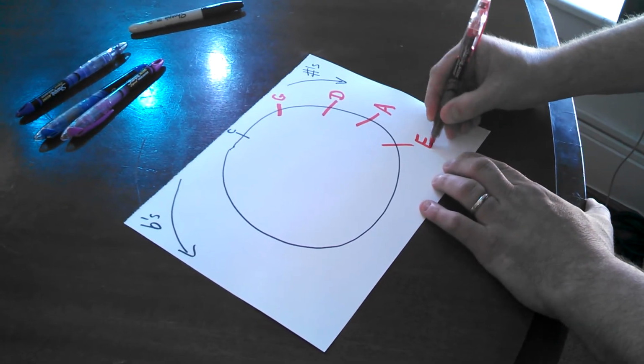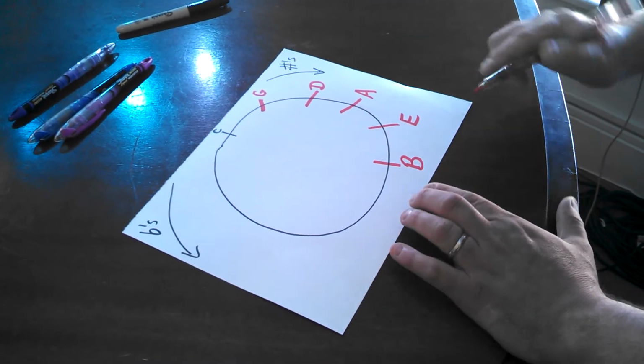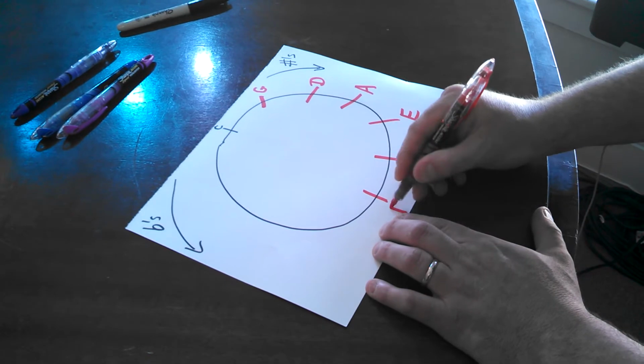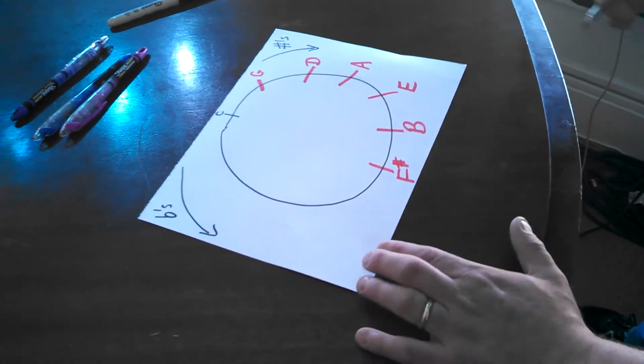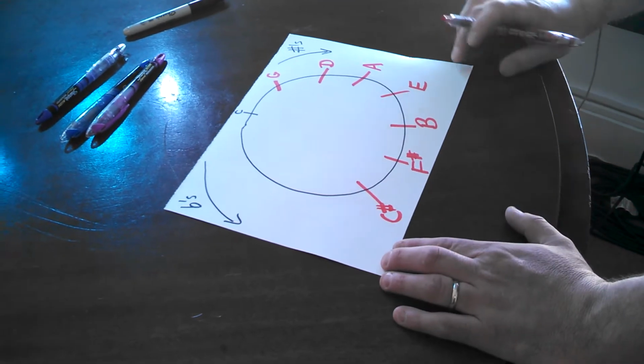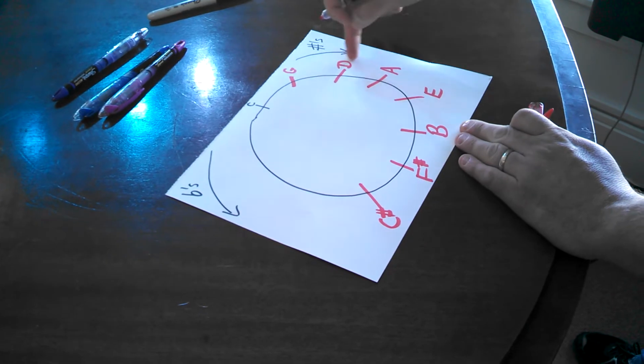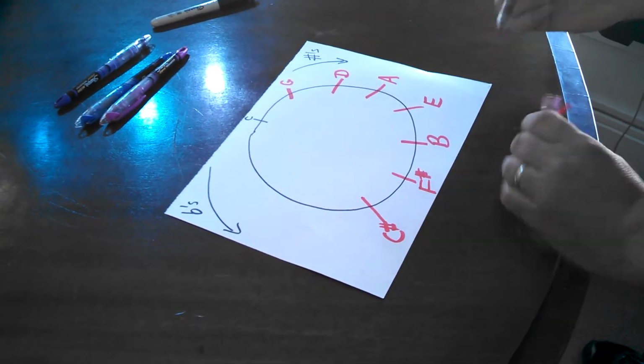Key of E has 4 sharps. Key of B has 5 sharps. Key of F sharp has 6 sharps, and the key of C sharp has 7 sharps in it. So we go from 0 sharps or flats all the way to 1, 2, 3, 4, 5, 6, 7 sharps.